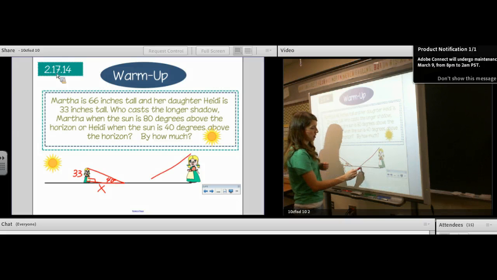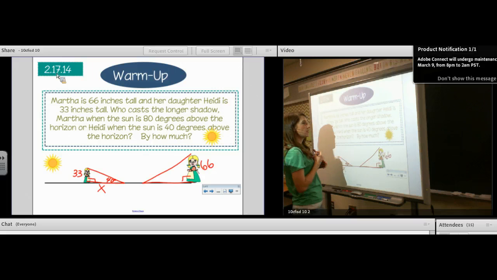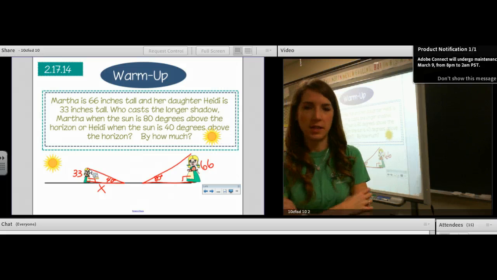And then we've got the mom, Martha. She's 66. And the sun is higher this time. It's at an 80-degree angle. And we're trying to find out their shadow.